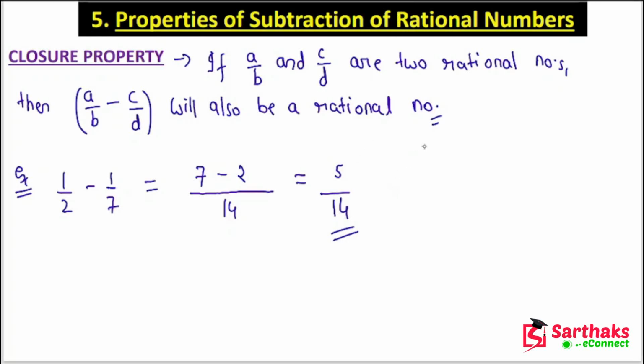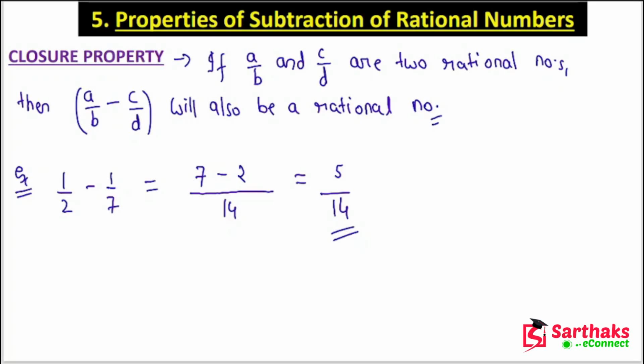Okay, so this was 5 upon 14. Clearly 5 upon 14 is also a rational number because it is written in the form of p upon q, where q is not equal to 0 and both p and q are co-prime integers. That is, there is nothing to be cancelled from p and q. So this was the closure property. You can verify it for various examples also.